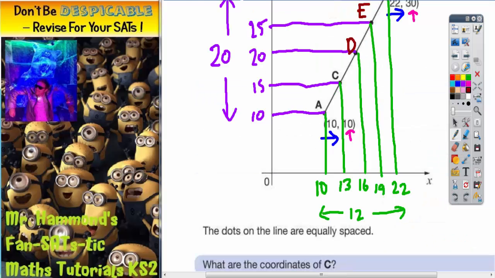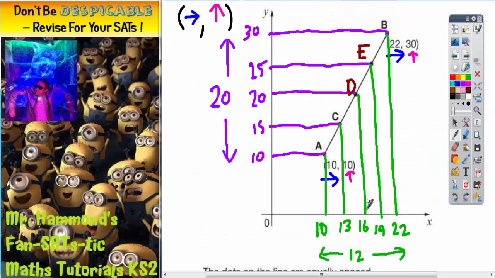And that's it. But the crucial thing for this question was finding the big gap between the points, which was 12, and then splitting it into 4 equal pieces. 3, so it's going up in 3s. And here, the big gap was 20, and again, split into 4 equal pieces means it's going up in 5s. Once you know that information, this question becomes easy. Hope that helps.